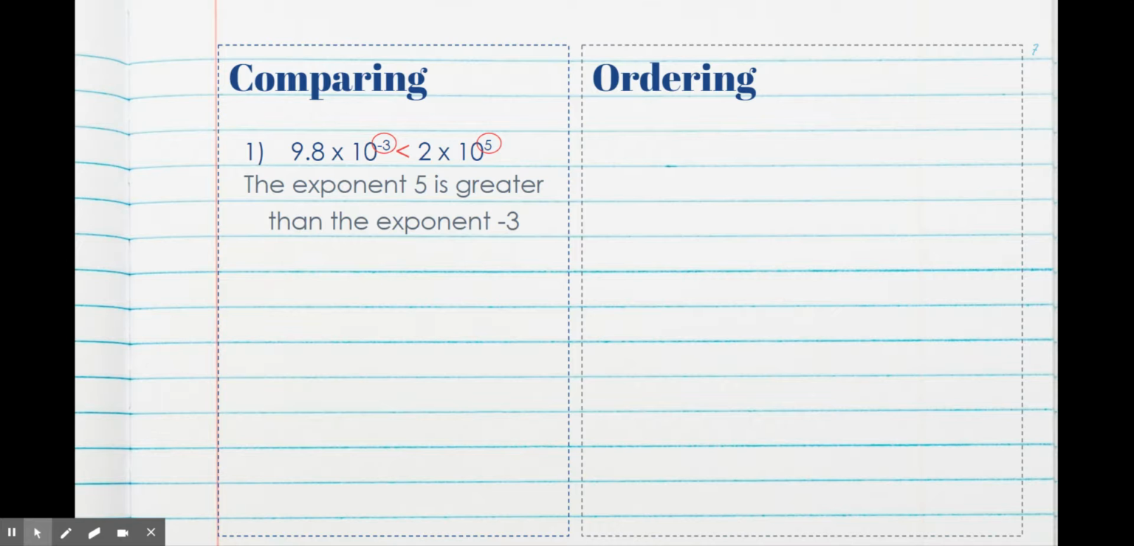So we're going to put the less than symbol between those two because the exponent of negative 3 is less than the exponent of positive 5. All right, let's look at example number 2.